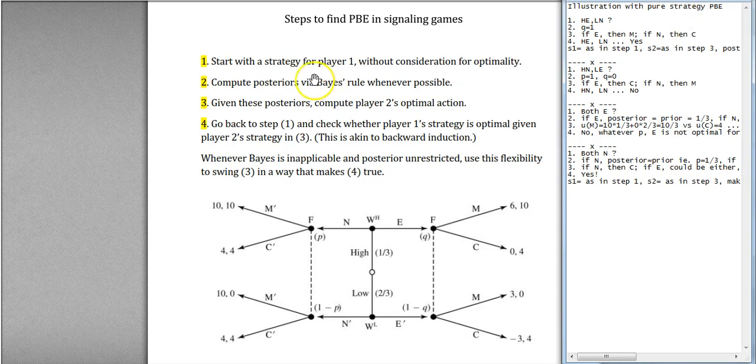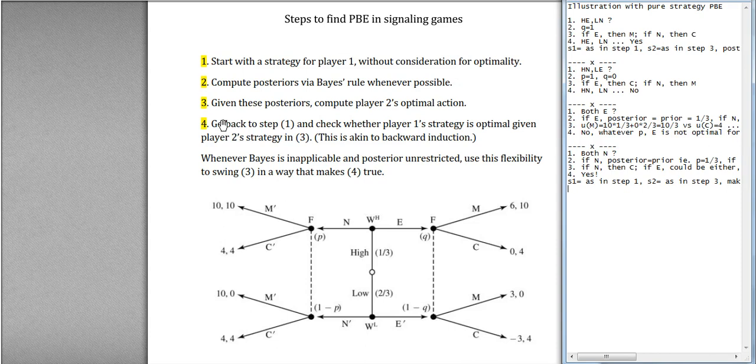Step number 1, assign a strategy to player 1 without worrying about whether it's optimal. Step number 2, compute the posteriors of player 2, and they will be influenced by that strategy of player 1. Then, given those posteriors, compute player 2's optimal action. And step number 4 is a backward induction. Put yourself in the shoes of player 1. Anticipate how, depending on the action taken, player 2 is going to respond via the posteriors that get updated in player 2's mind, and check whether the strategy that you're supposed to be following, step number 1, is actually optimal. If it is, then you've closed the loop and everybody's optimizing and all the beliefs are rational and you have a perfect Bayesian equilibrium.